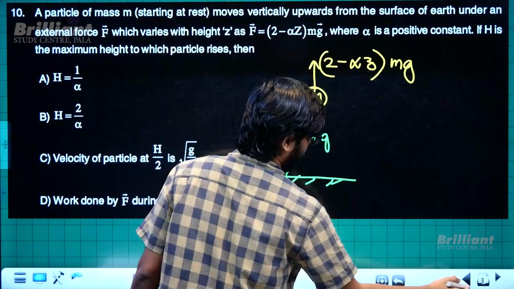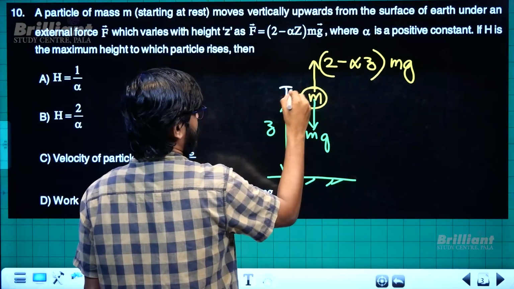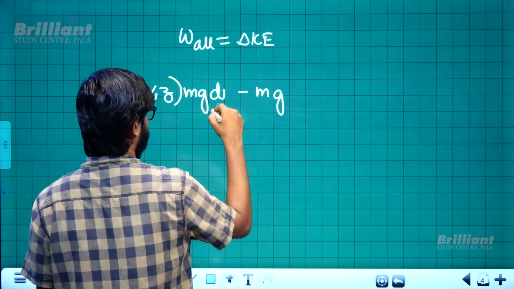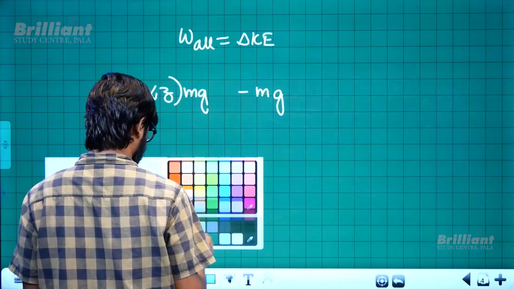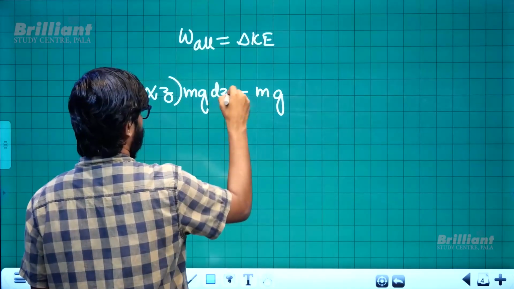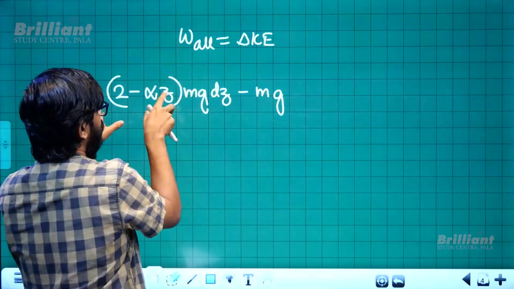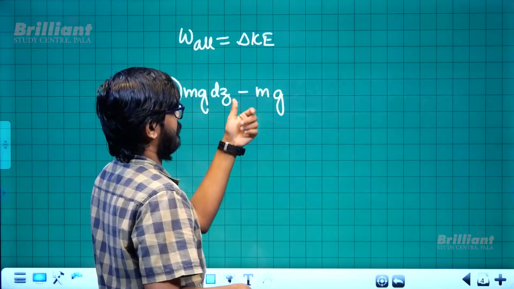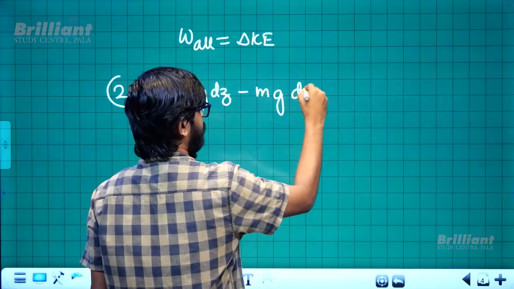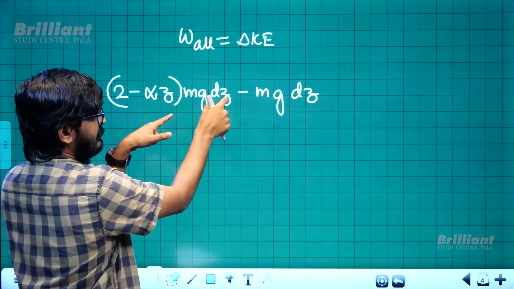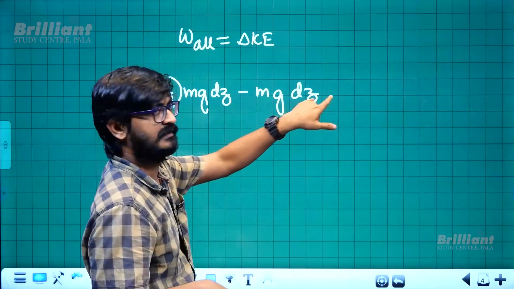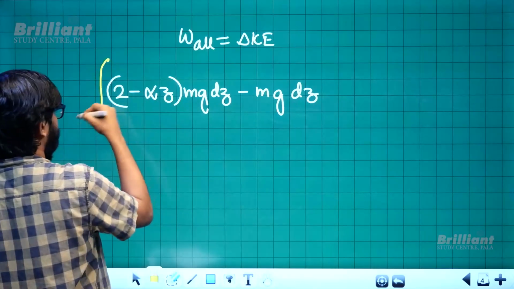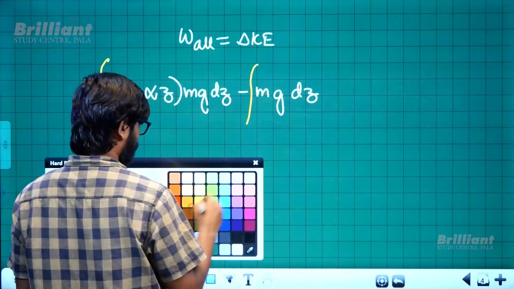After z, if it travels some small displacement dz, what is the work done during that small interval? The work done during that small interval is this force into dz. This force is in the upward direction, displacement in the upward direction, so positive value into dz. Now this force is in the downward direction, displacement in the upward direction, so it is negative. Work done by upward force is force times displacement, work done by downward force is force times displacement times minus 1. So this is the small work done, but if you want to find total work done, you have to integrate. Total work done equals change in kinetic energy.